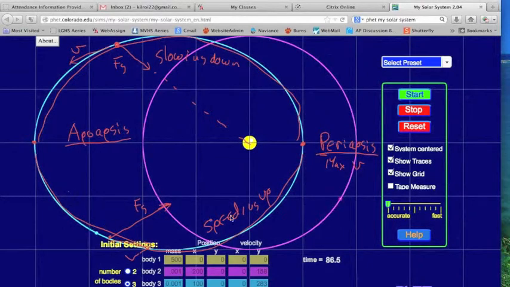So if it's speeding up, I know right here it starts to slow down. It's going to have maximum velocity. And so we know then over here would be the minimum velocity. And then kinetic energy is just related to the velocity, or really the speed. And so I've got to have maximum kinetic here and minimum kinetic here.